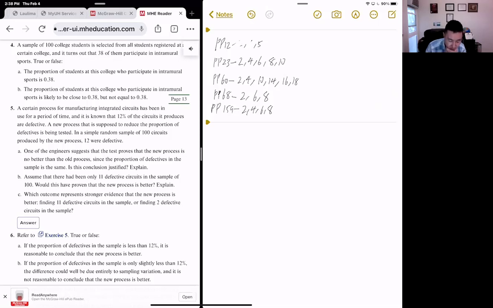We want to know the percentage of the whole population that is defective. As we just discussed, the sample proportion, which is 12 over 100, is only an estimation. It's not the same as the population proportion. So the population proportion of the new process may actually be higher than 12% or lower than 12%. Based on this information, we cannot just give a conclusion whether the new process is better or not.